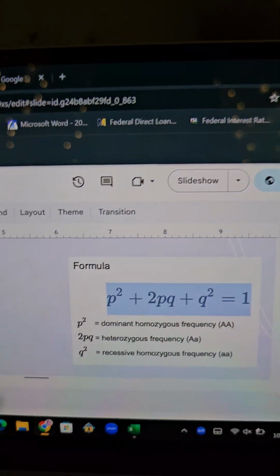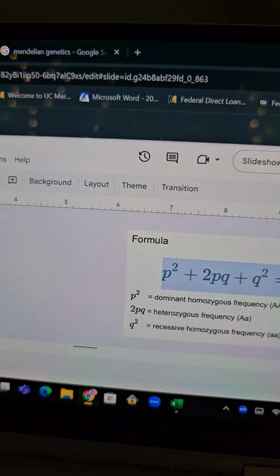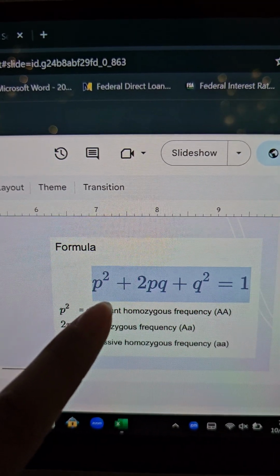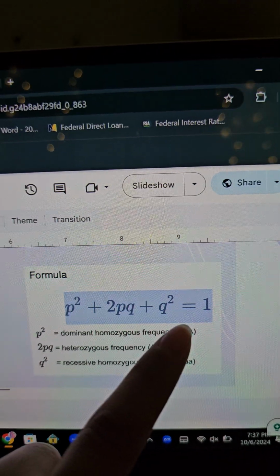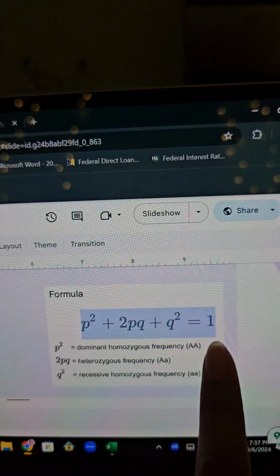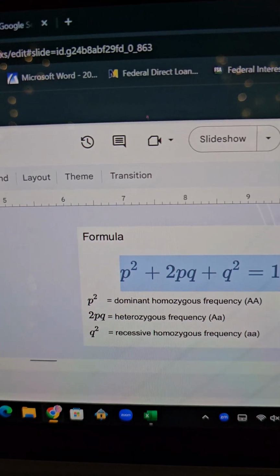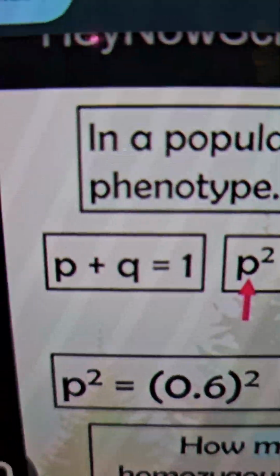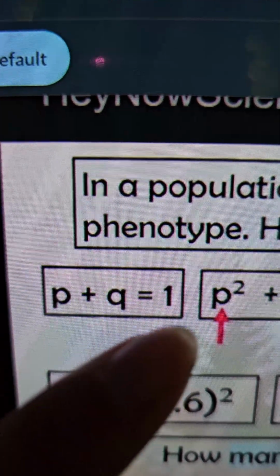There's also an equation that you have to know, which is 1p plus 1q equals 1. So that could look like right here: p plus q equals 1.